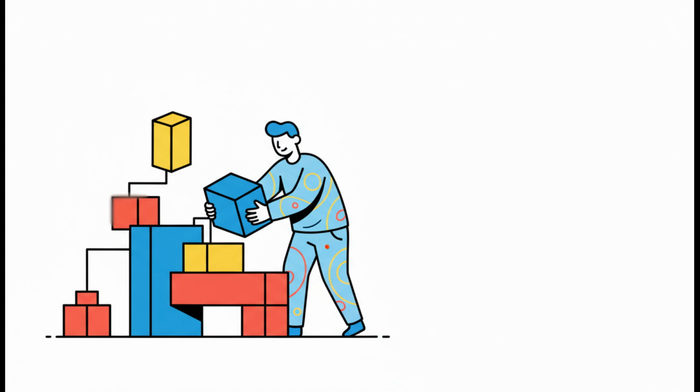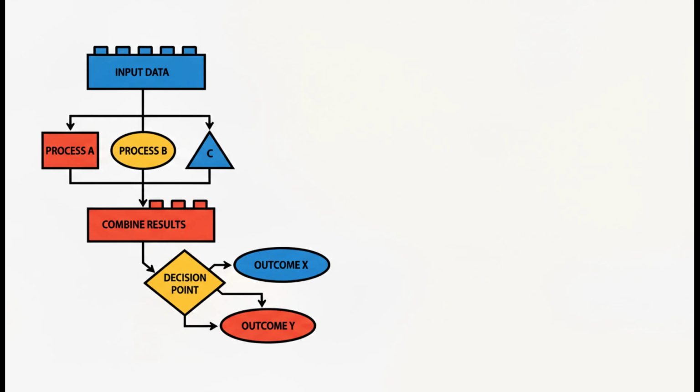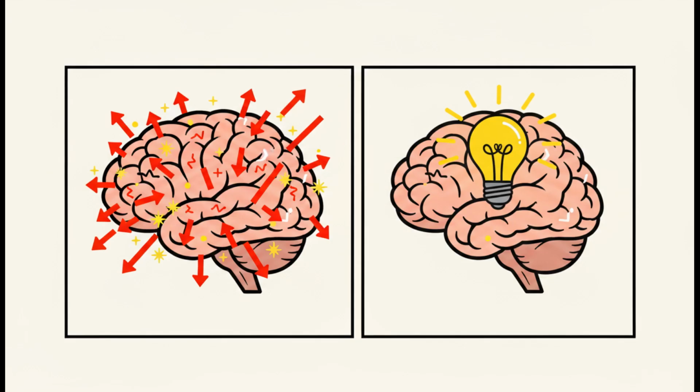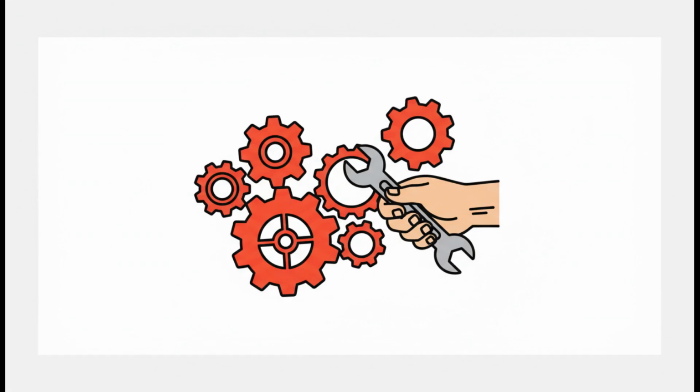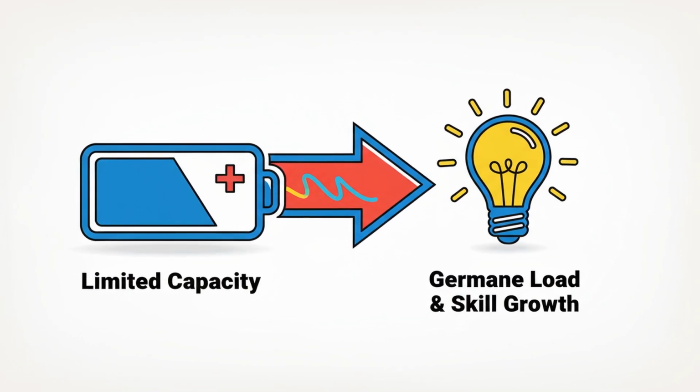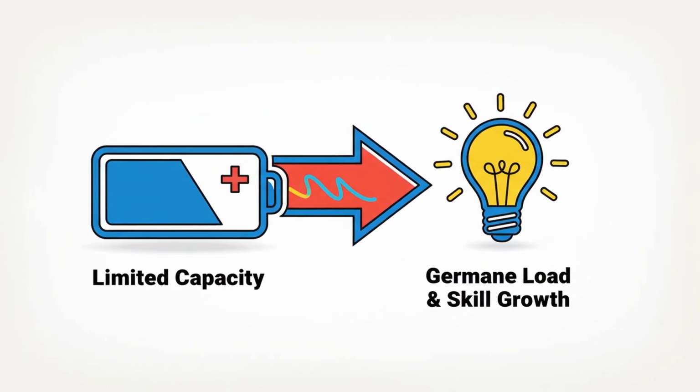This is the mental work of building and strengthening schemas, those organized knowledge structures that make complex tasks feel simple over time. Modern accounts often fold germane load into how we allocate the limited capacity we have, but the practical takeaway is the same. Free space from extraneous junk so more of your effort can go toward building durable understanding. Big picture, manage intrinsic complexity, minimize extraneous load, and channel your limited capacity to the work that actually grows your skill.